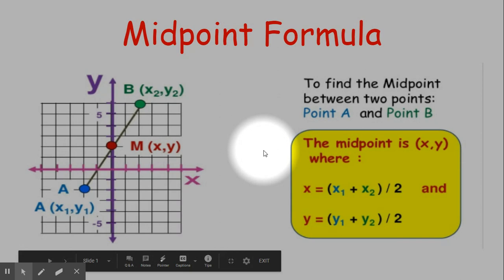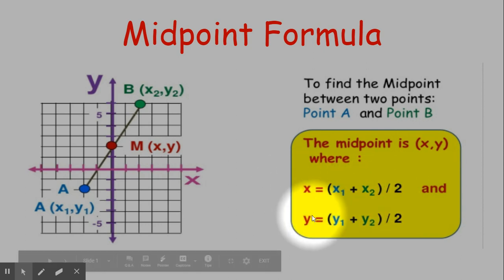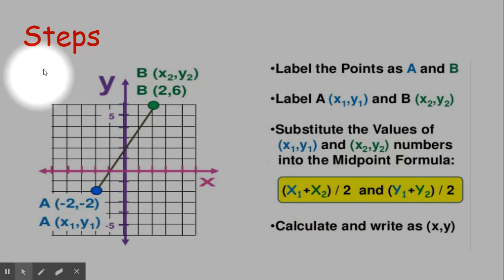We want to look at the midpoint formula to find the midpoint between points A and B. The midpoint is a coordinate (x, y), where x is the two x values added together divided by 2, and y is the two y values added together divided by 2. So let's look at the steps.